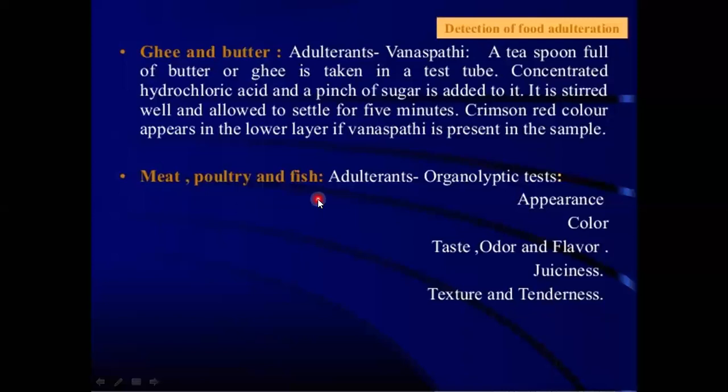Then in meat, poultry and fish, adulteration is checked by organoleptic tests, that is, their appearance and color, then taste, odor and flavor, then you can check the juiciness, texture and tenderness. These kinds of organoleptic tests you will do in the case of meat, poultry and fish products.